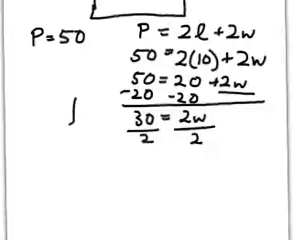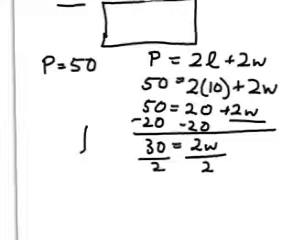And these cancel. Oops, I keep forgetting to turn on the pen. Okay, those 2's cancel out. 2 into 2 is 1, so we have 1W, or just W. And 30 divided by 2 is 15. And then we can check this.